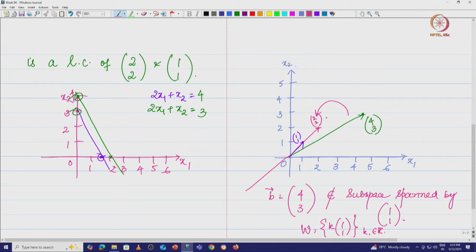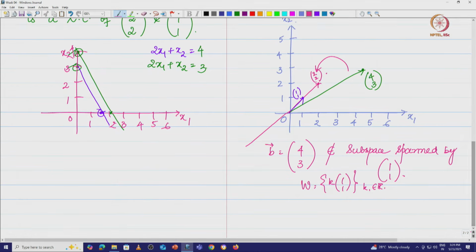That is a line passing through the origin. Now, the question is, there is no way that I can get this 4 3 as an element in that subspace, which means I cannot now find out. So, this implies there exists no scalars x 1 and x 2.